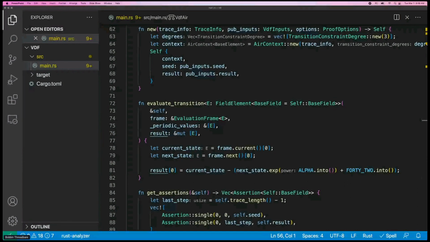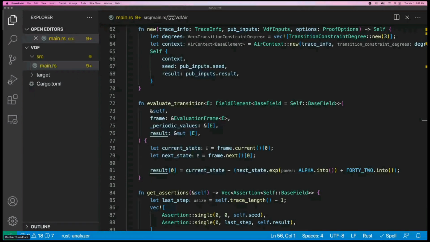Another question: do we have to manually calculate and provide the degree of the constraints? Yes, you need to do that manually. The library is not smart enough to analyze Rust code and figure out how many multiplications you had for a given constraint. There is one way to help you though.